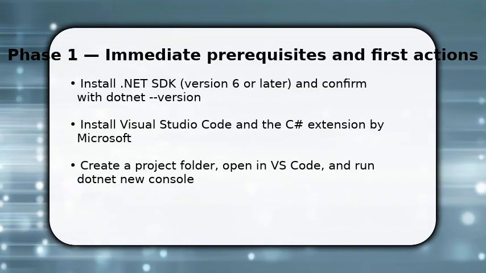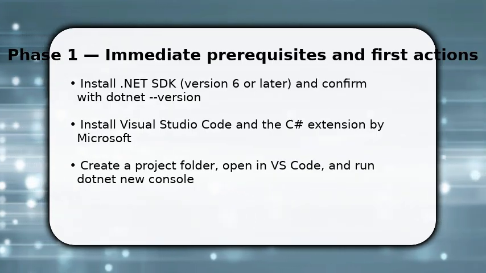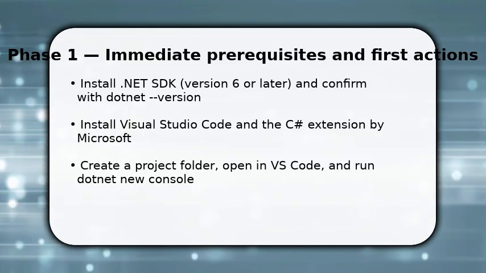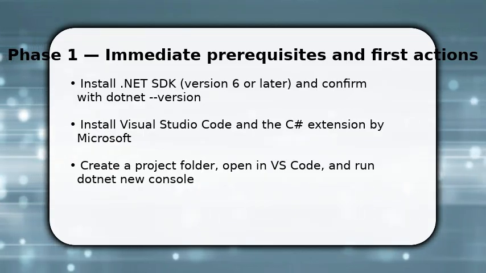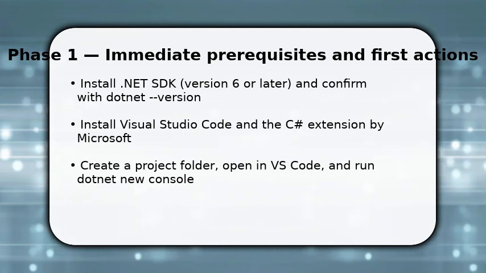This produces Program.cs and a .csproj. Make sure to run dotnet restore if packages are referenced. These first actions quickly create a runnable app and wire VS Code to the .NET toolchain.